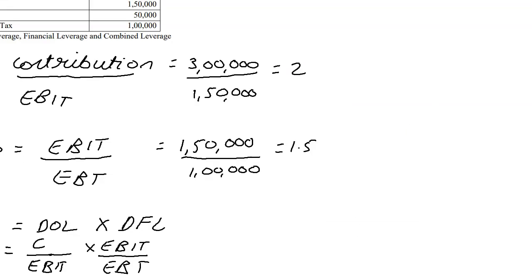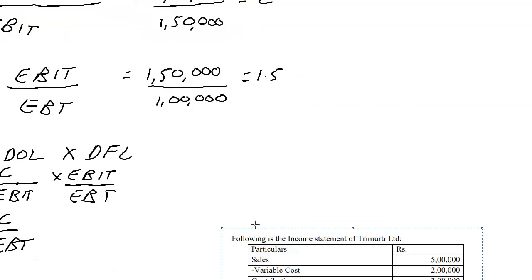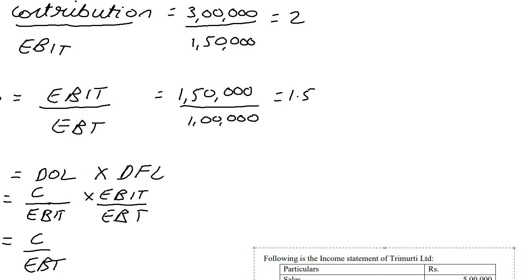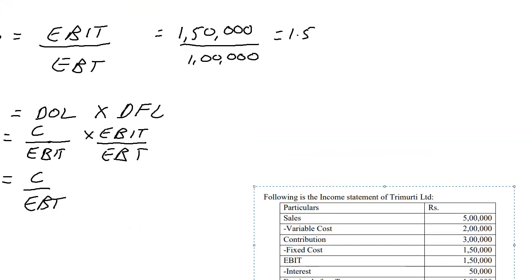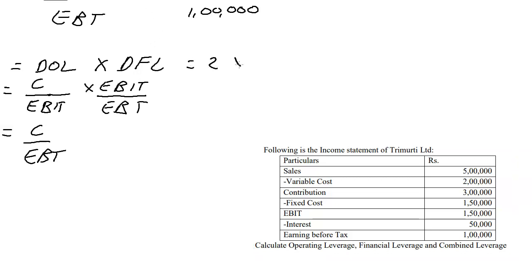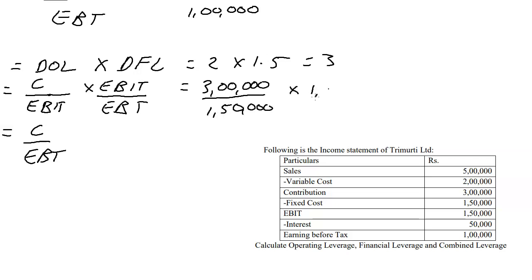The first time around, it is DOL into DFL. How much is my DOL? My DOL is 2, DFL is 1.5. So if you use this formula and do 2 into 1.5, you will end up with 3. Over here, it's a very long cut. Do you really want to do it? We have 3 lakhs upon EBIT, which is 1 lakh 50, into 1 lakh 50 upon EBT, which is 1 lakh.